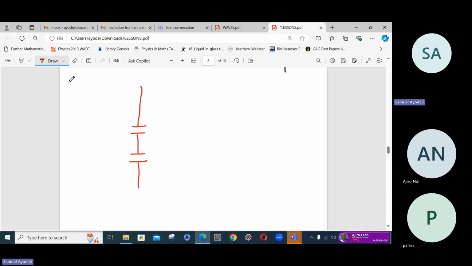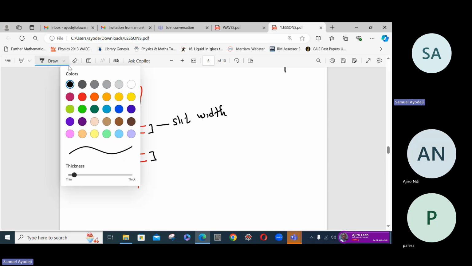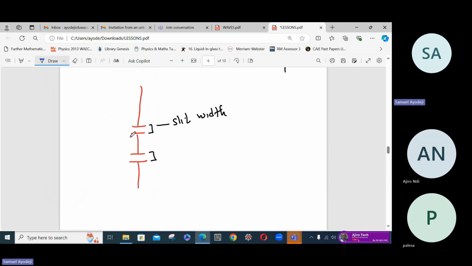Okay, fine. Now, this is called slit width. This place is the slit width. And from here to here is called slit separation. You separate them. Don't mix them together: the slit width, and the slit separation.